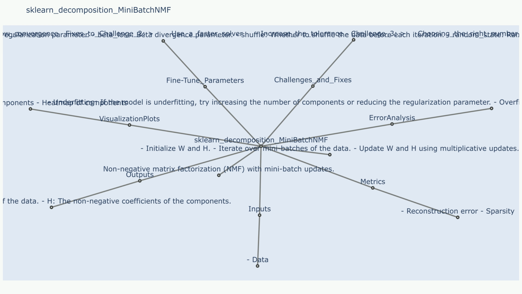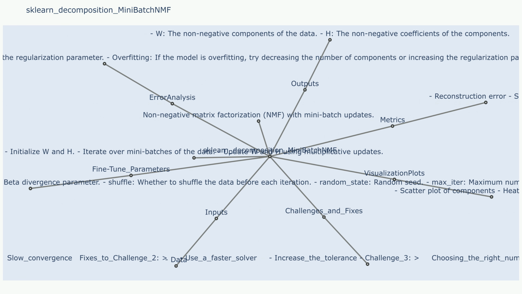Inputs: X, the data matrix to be decomposed. This is a 2D array of shape n_samples, n_features, where n_samples is the number of samples and n_features is the number of features in the data. n_components, the number of components to extract. This is the dimensionality of the latent space that you are projecting your data into.